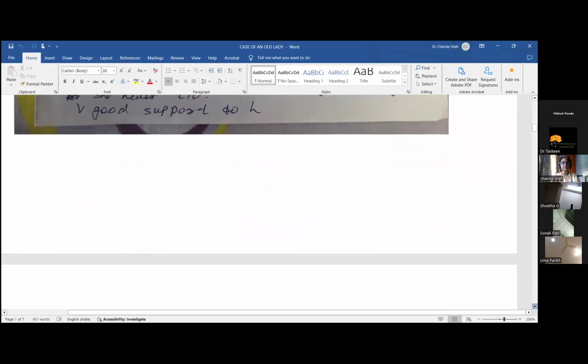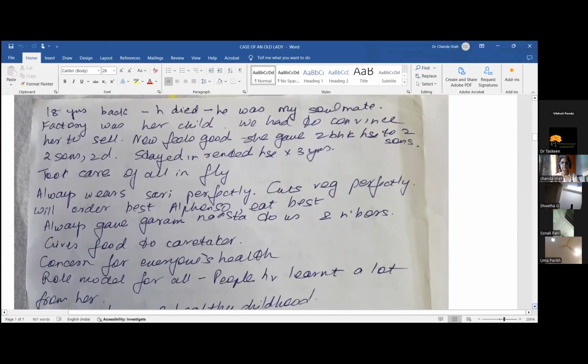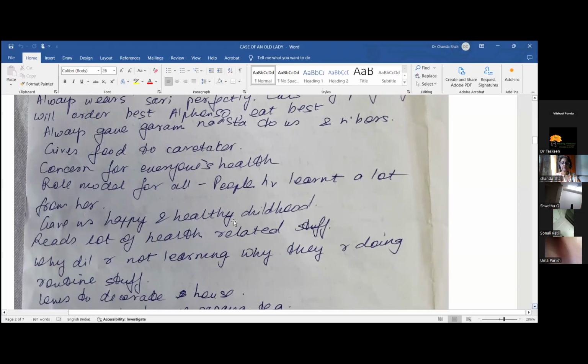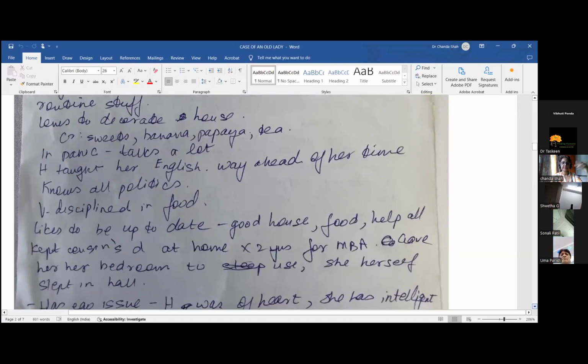Then she sold her factory and she gave the flat to her sons. People do it after they die. No, this female did it while she's alive: let me get rid of whatever I have to do, let me do the best for my children. So she gave two houses to her two sons, and she's taking care of everybody in the family. Always giving hot snacks to everybody, even to the neighbors. Giving food to the caretaker. So all is about food, nutrition, love, care, no? And slowly as I'm taking the case, I'm confirming Cruciferae.